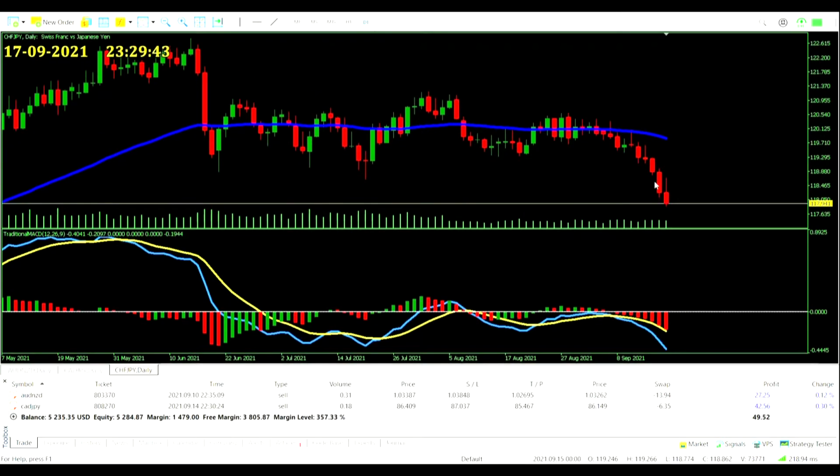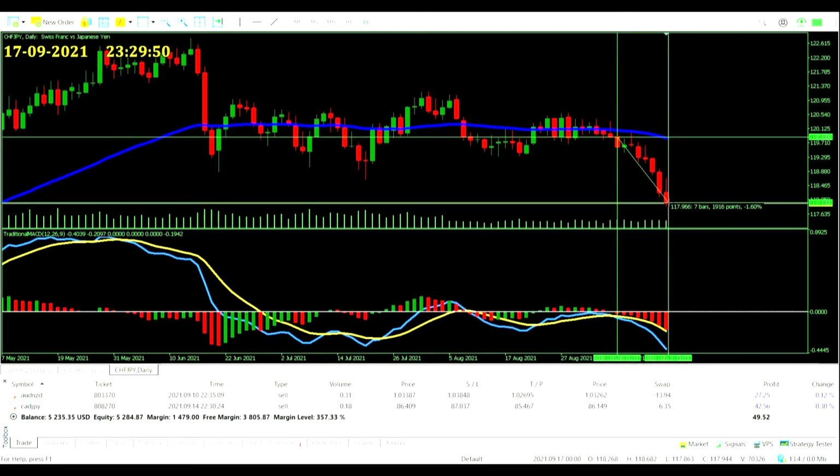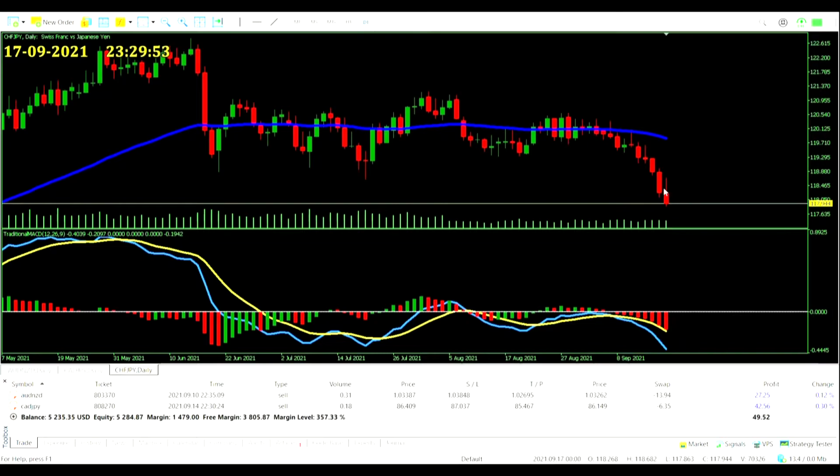In case there was any uncertainty on this Swiss franc Japanese yen pair, if we would have taken profit, it's another red day here. Big sell-off of the Swiss franc. This would have been a certain profit for us had we been in.